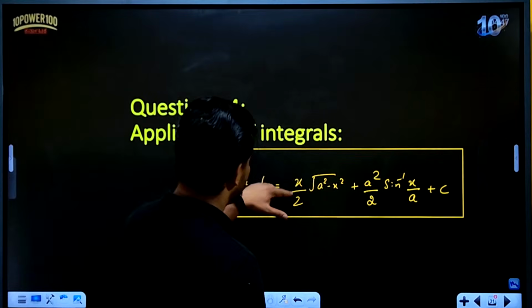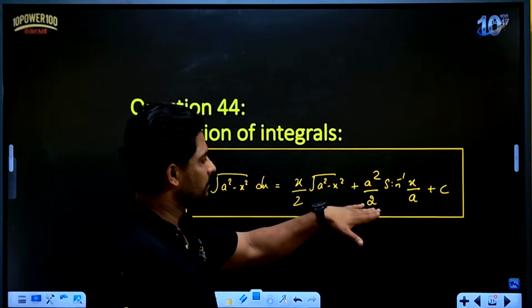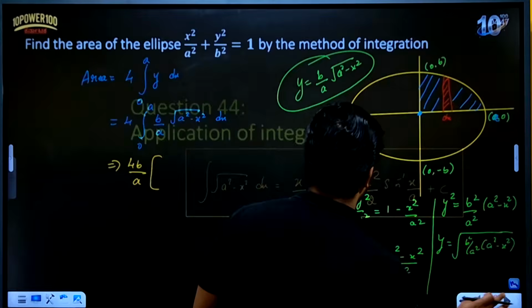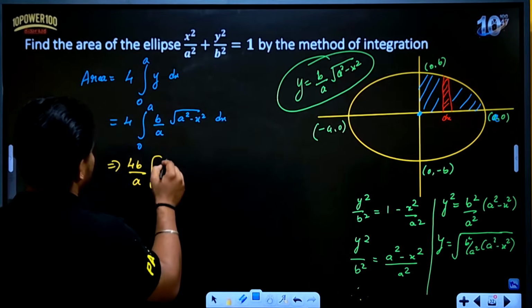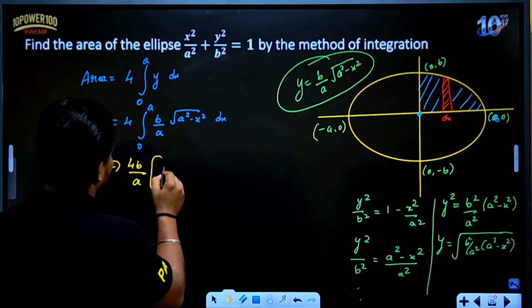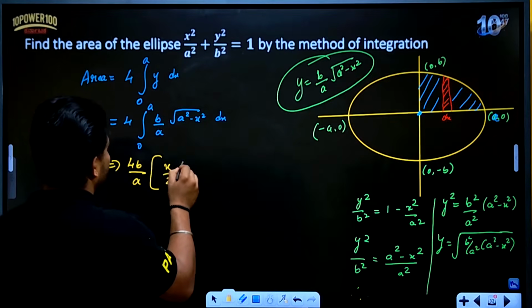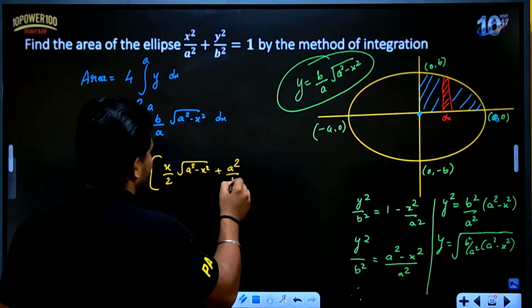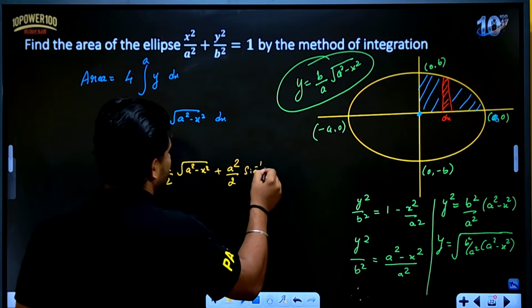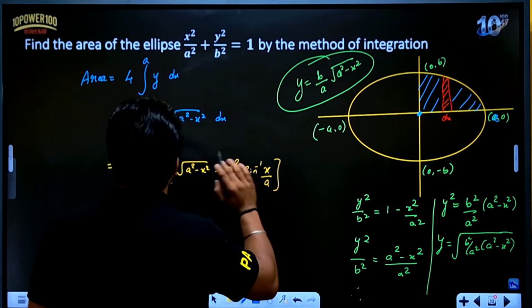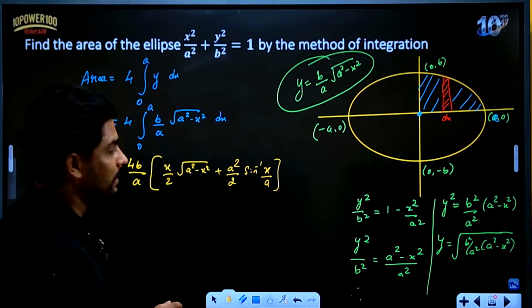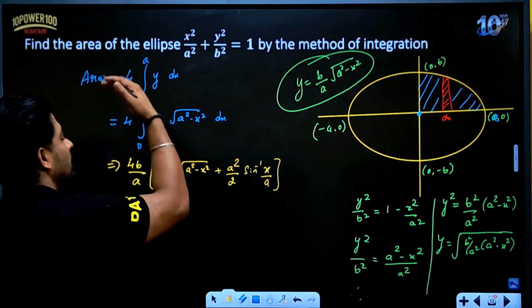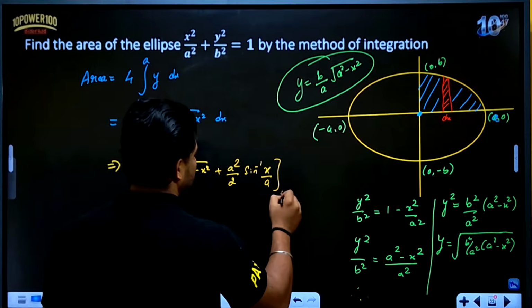So it is x by 2 root of a square minus x square plus a square by 2 sine inverse of x by a plus c. Same thing we get. I'm not writing plus c because it is actually a definite integral. So now the limits are 0 to a.